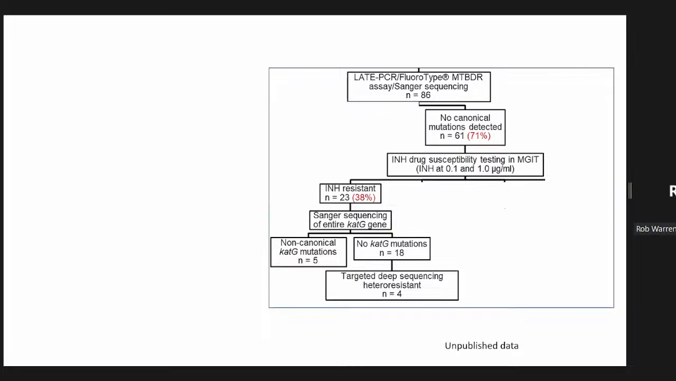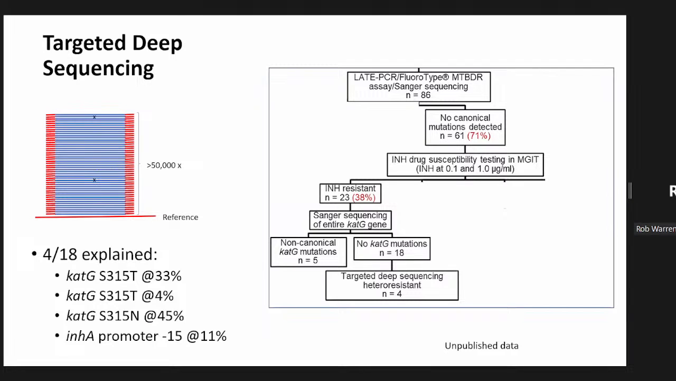But we only found 5 canonical mutations, really indicating to ourselves that even with targeted deep sequencing, which could look underneath the ones that didn't have mutations, the vast majority, 16 out of 18, didn't have classical mutations, probably implying that other mechanisms are involved.